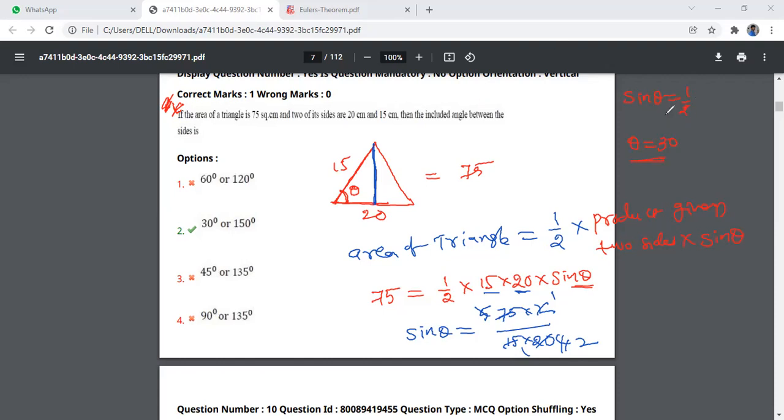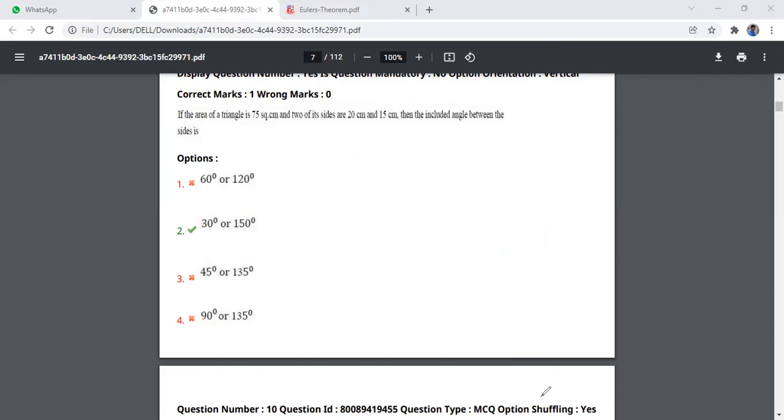Okay, I think you understood. Here we write theta is equal to 30 degrees, because sine 30 is 1 by 2. So this is our option: theta is equal to 30 degrees. Clear, right? Okay. Next question.